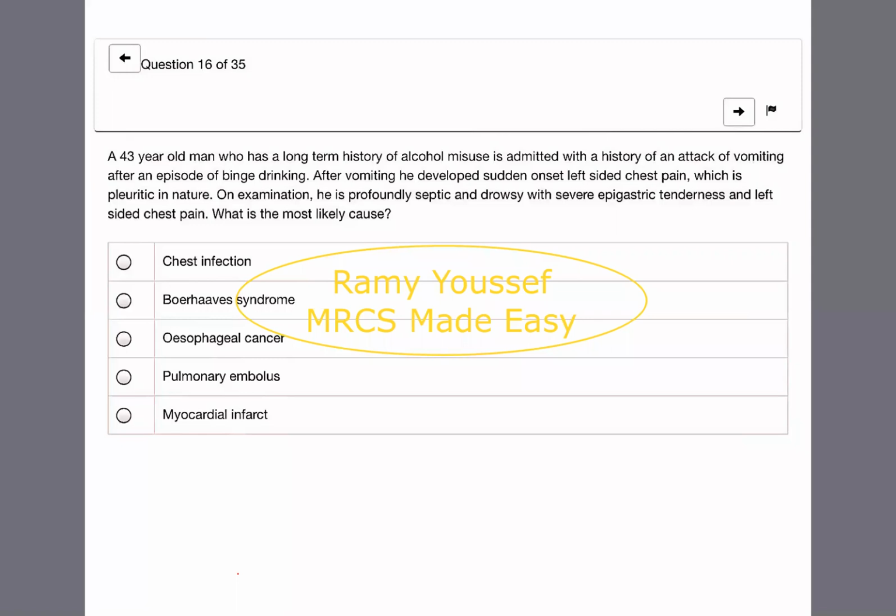And yeah, chest pain. It's chest pain and vomiting. This is the criteria of the Boerhaave syndrome.